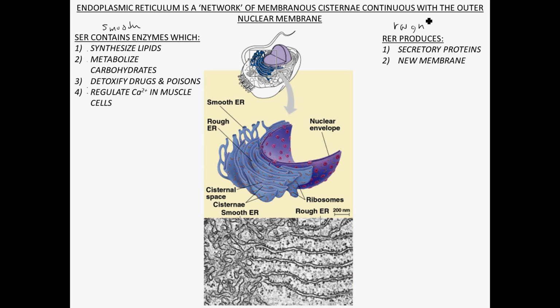We're primarily going to be focusing over here on the rough endoplasmic reticulum and how this has enzymes that are going to produce secretory proteins, and also new membrane. New membrane for the cell, new membrane for the ER, new membrane for the Golgi, new membrane for the nucleus, etc. By secretory protein, I mean a protein that's going to be secreted out of the cell, and we're going to use a specific example of insulin to demonstrate this later on.